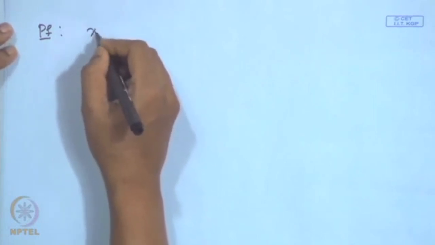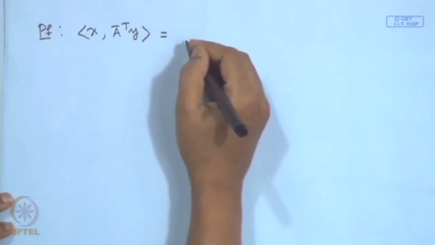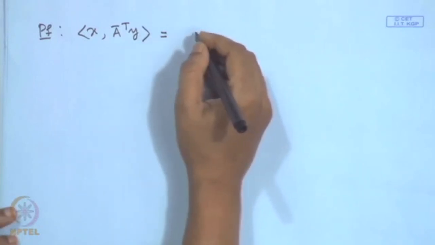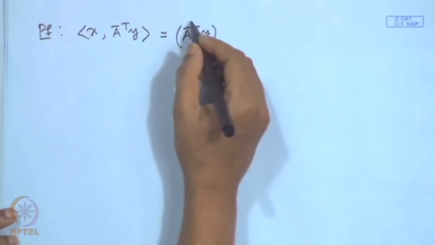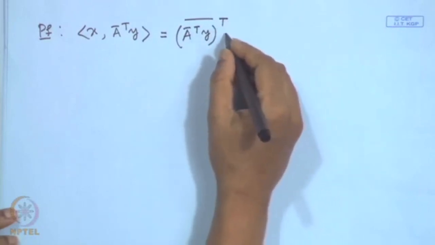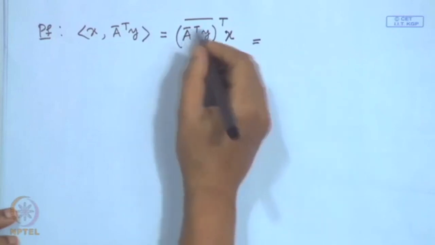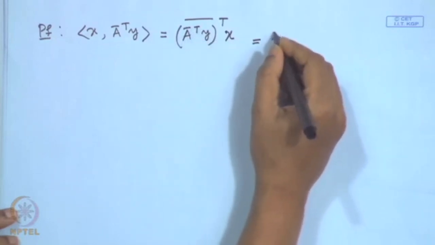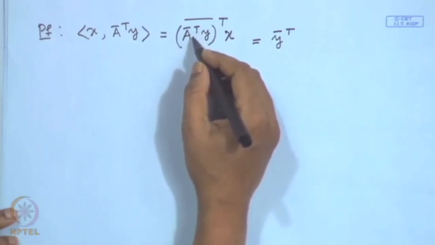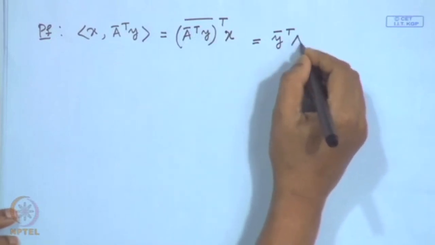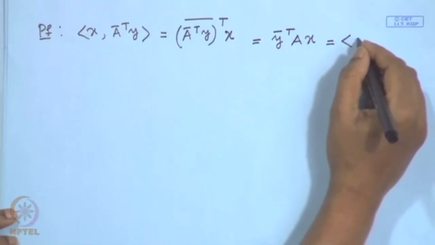Let us start with this inner product of x and A conjugate transpose times y. So, from the definition of standard inner product in Cn, we can write this A conjugate transpose y, this whole conjugate and transpose, multiplied with x. So, if we consider the conjugate transpose of this quantity, then we get the conjugate transpose of y, and the conjugate transpose of A will be A again. So, we get A x, and that is exactly the inner product of A x with y.